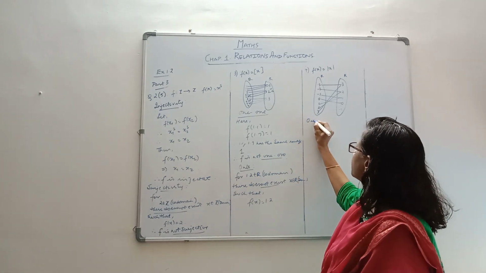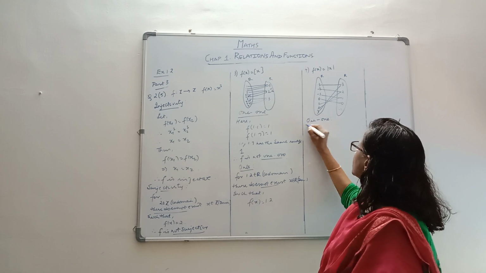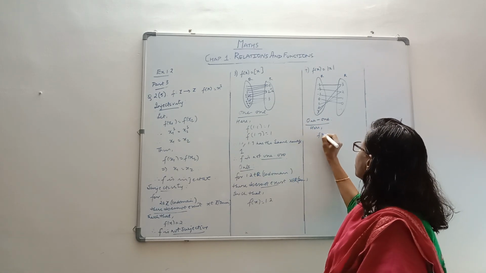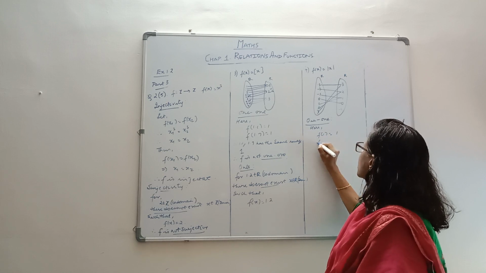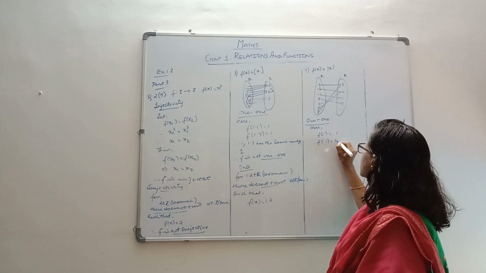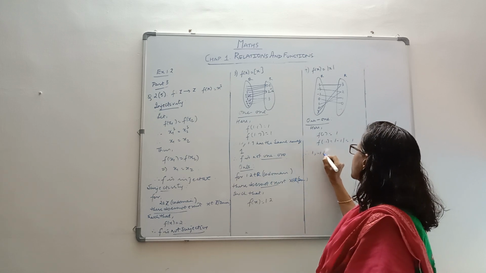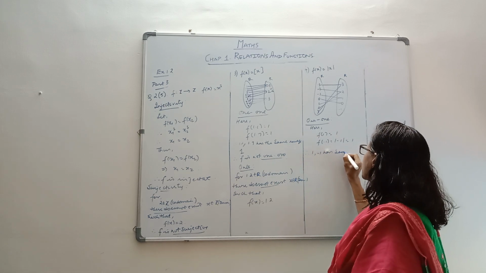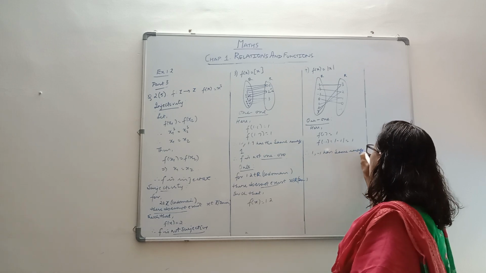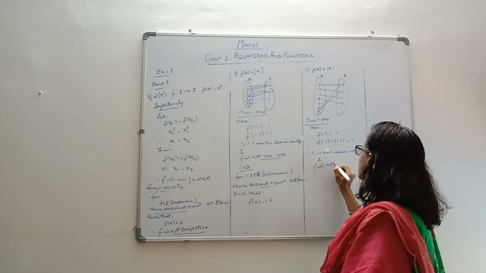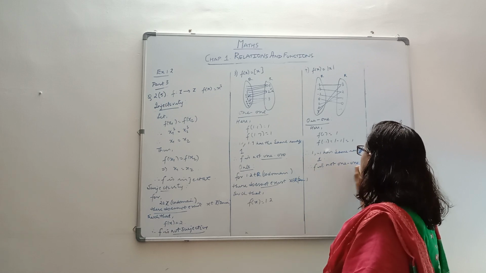Let's check for 1 to 1. F of 1 is 1. F of minus 1 is modulus of minus 1, which is also 1. Therefore 1 comma minus 1 has the same image 1. That's not allowed. So f is not 1 to 1.